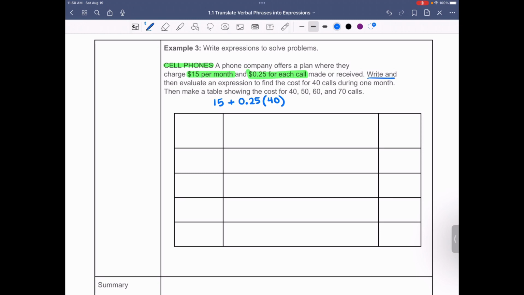Oh, it says also evaluate. So to evaluate that, 40 times 25, that's 100. Oh, I'm sorry, no, it's not. It's 10. And 15. So 15 plus 10, because a quarter of 40 is 10. 15 plus 10 is $25.